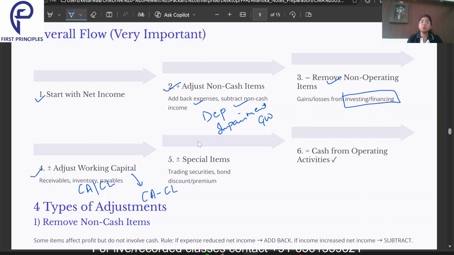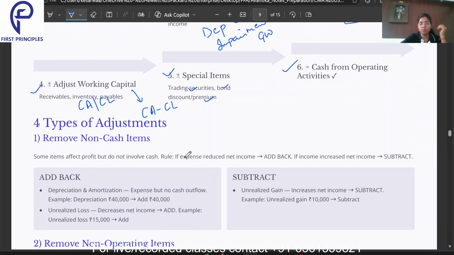Okay, then number 5, special items. What are some special items? Like trading securities, bond discounts and premium. These have to be removed. Now next and lastly, we get the cash from operating activities.